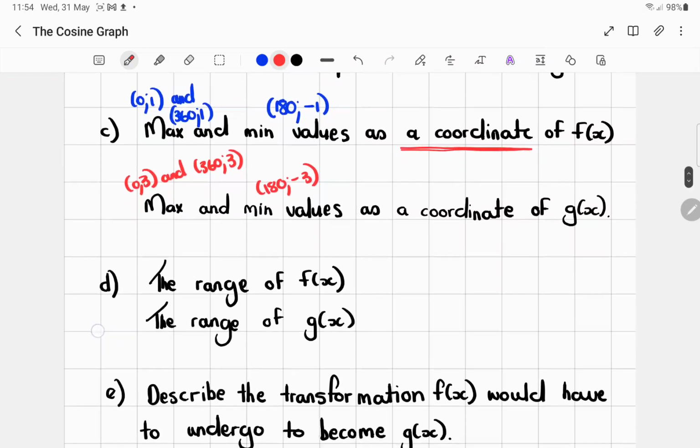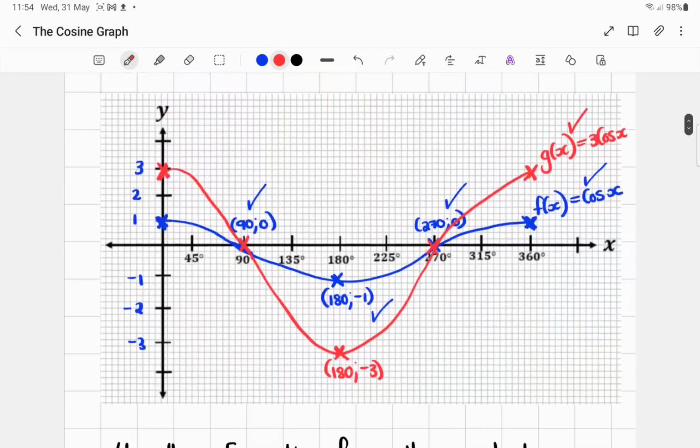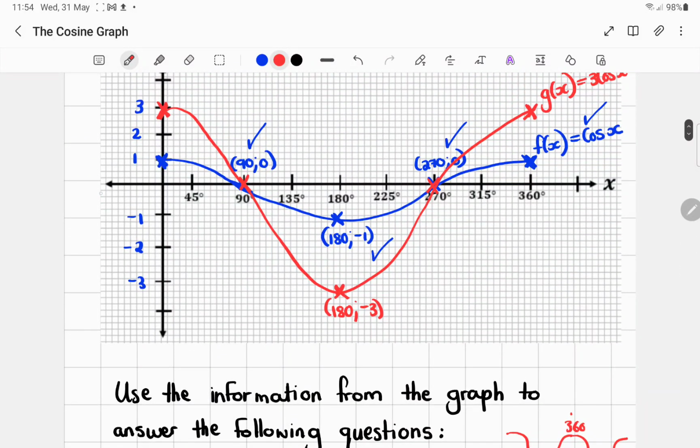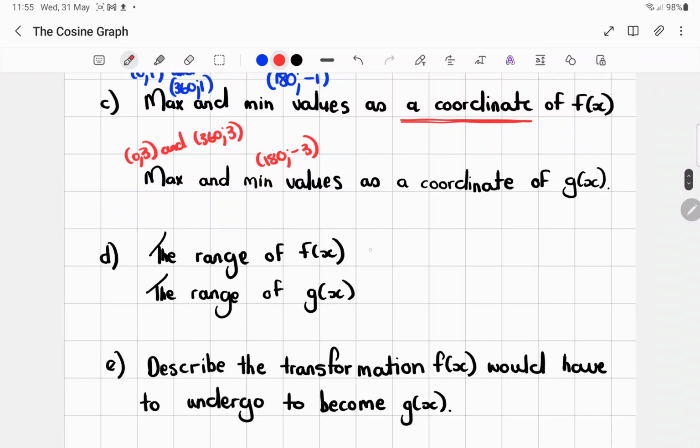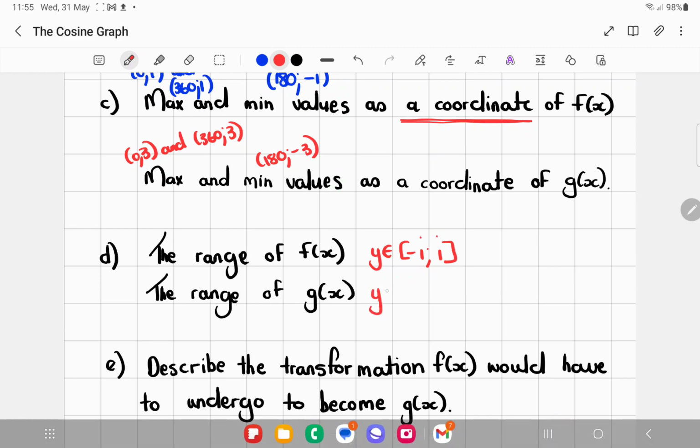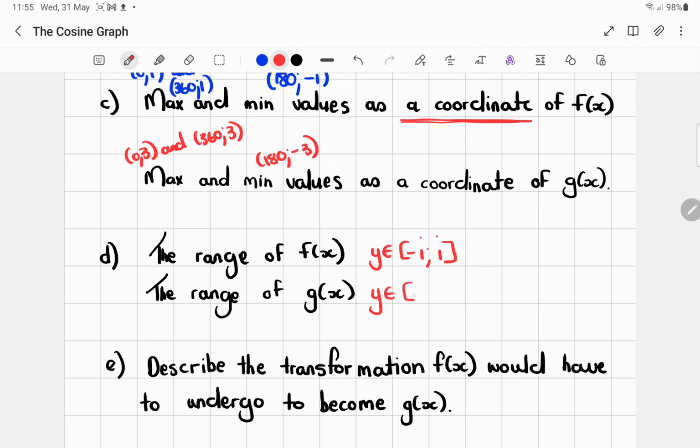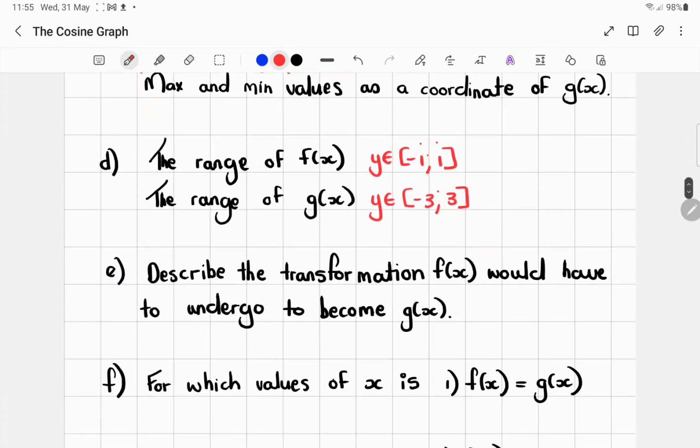Okay, what is the range of f of x and what is the range of g of x? So the range, I always say, if you had to put a little ping pong ball in between here, between which two values will it jump up and down from the minimum to the maximum? So over here it ranges from negative 3 all the way to 3, and for f of x it ranges between negative 1 and 1. So if I had to write it, you would say y is an element of [-1, 1], always minimum to maximum. And for here, g of x is y is an element of [-3, 3]. And we put square brackets because it is included.